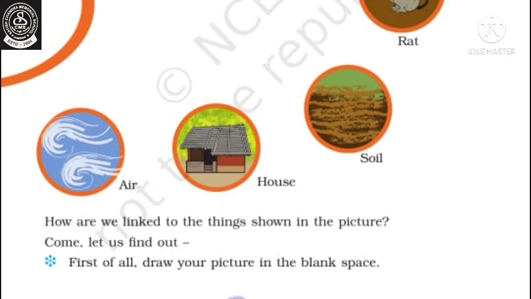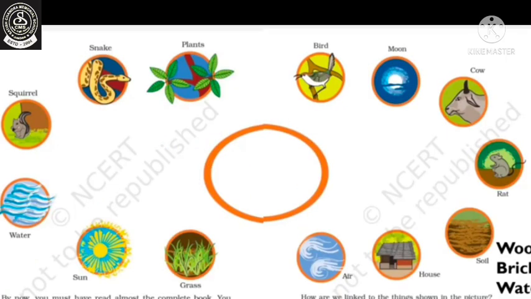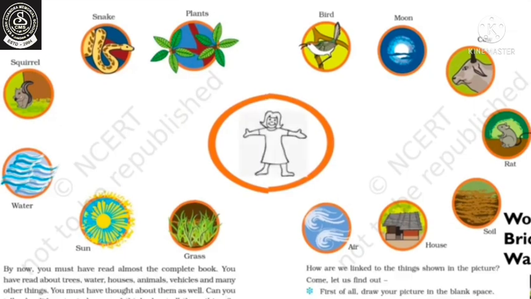At first, what we have to do? First of all, draw your picture in the blank space. So, in the middle, a blank space is given. You have to draw a picture of yourself there. Now, as you can see, in the middle area, I have drawn a picture. In the book it was asked, draw your picture in the blank space. So I have drawn a picture here.